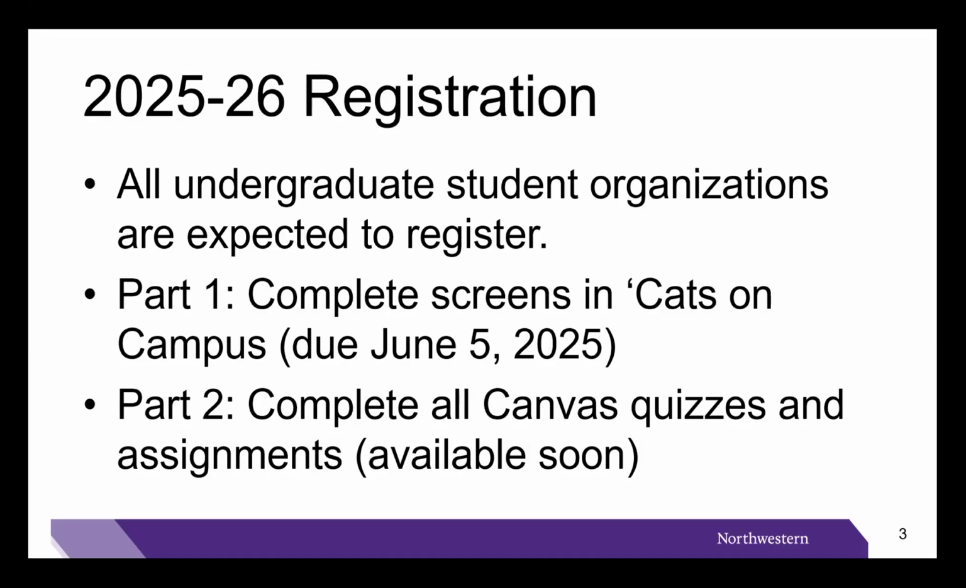It's critical that a representative of your organization complete this by June 5th, 2025. The reason is that we are working with SOFO and Central HR at Northwestern to make sure students have access to their SOFO account for fall. Any organization that fails to meet this deadline is at risk of not being able to access their SOFO account during fall 2025.